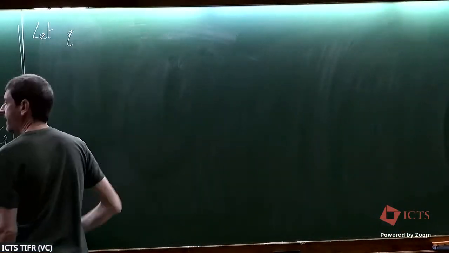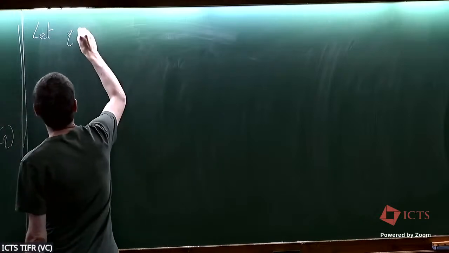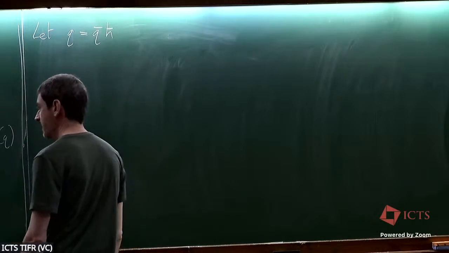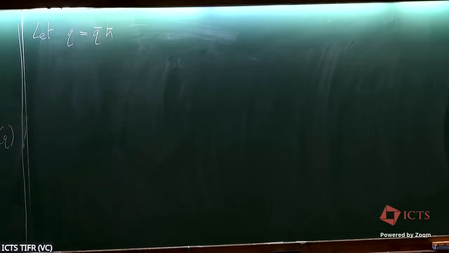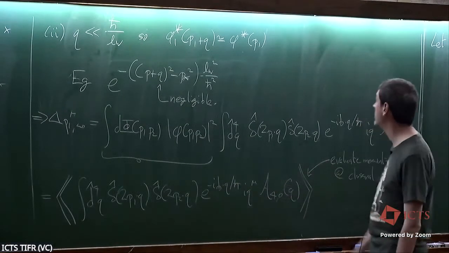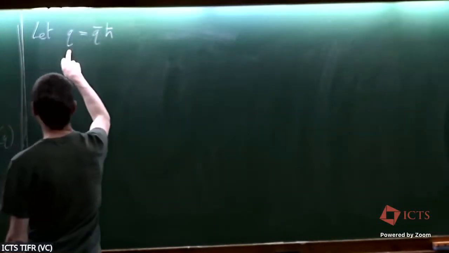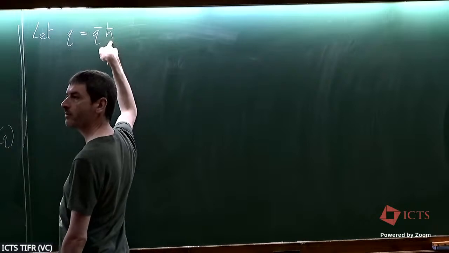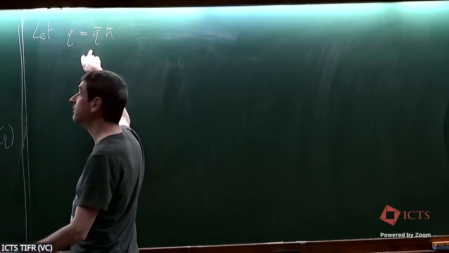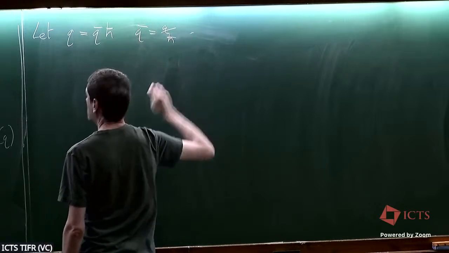I'm going to define a new variable q bar. So I will let q equal q bar h bar. If I insert q equals q bar h bar here, the h bars will cancel. Now q is a momentum, so it's dimension mass. H bar is dimension mass length. So q bar is dimension 1 over length. It'll be a wave number. Q bar is q over h bar.